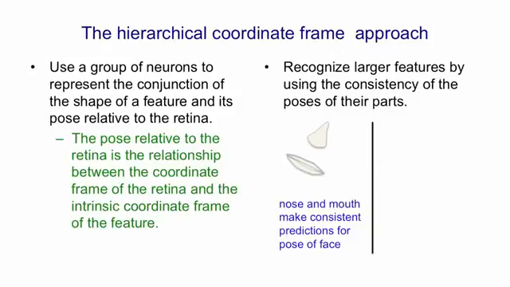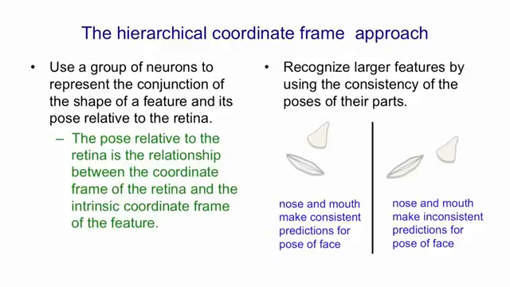One way of thinking about that is that if you ask the mouth to predict the pose of the whole face, and if you ask the nose to predict the pose of the whole face, they'll make similar predictions. If you look on the right here, we have the same nose and the same mouth, but now they're in the wrong spatial relationship. And that means that if they separately make predictions about the pose of the whole face, those predictions won't agree at all.